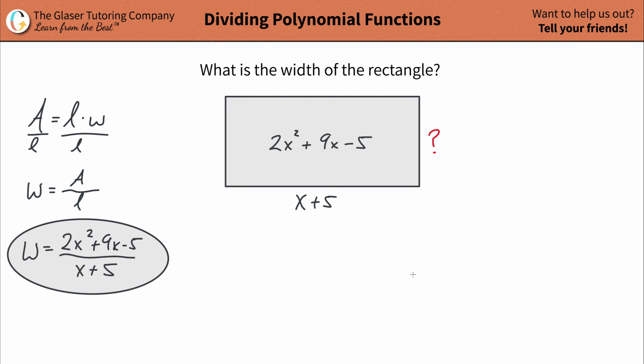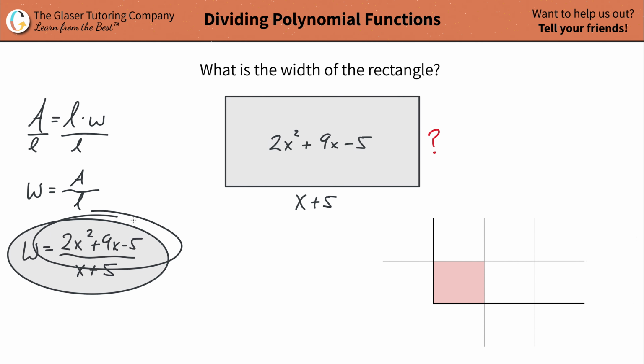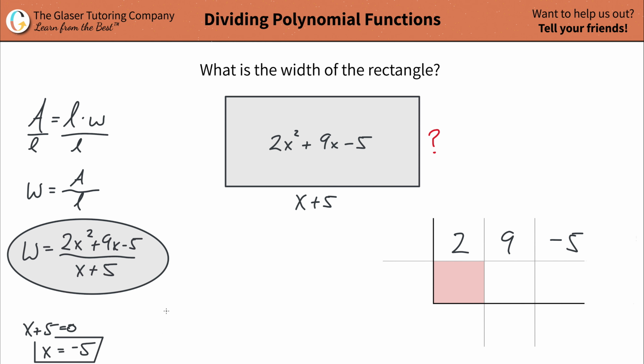Take a look. Bam. So what you're going to do is look at the coefficients of your dividend. So the x squared is a 2, the x is a 9, and the constant is a negative 5. So you're just going to plug in 2, 9, negative 5 in that order: x squared, x, constant. Then you're going to take your denominator, set that equal to 0, solve that for x, which is just a negative 5, and that value, negative 5, is going to represent the value that goes on the outside here of your synthetic division table.